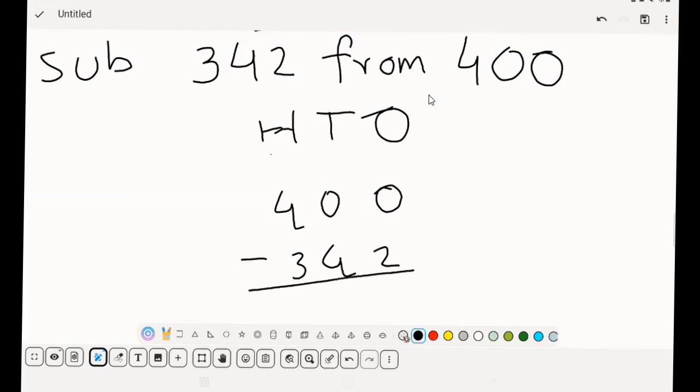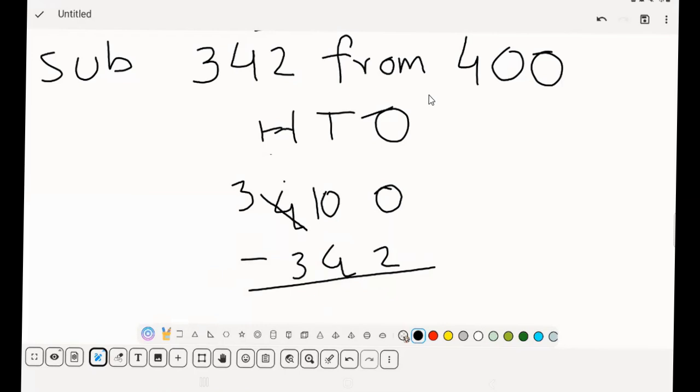Then 342. Now we need to subtract the ones group at first. 0 minus 2. You have nothing to take. You will take the borrow from the tens group. Now the tens group again has 0. It has nothing to give. So it will take the borrow from the hundreds group. So simply we'll cut this hundreds group number. It will reduce to 3 and it will give 10 to the tens group.